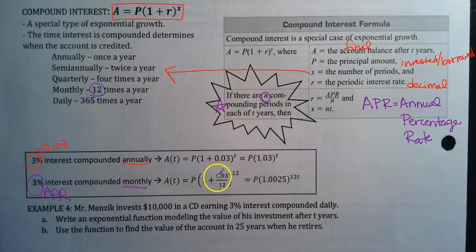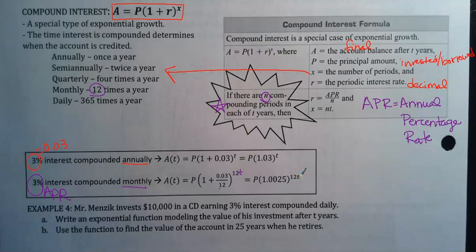So this is 0.03 divided by 12, raised to the power of 12t. I need to put the t in there again for how many years. Sorry for that typo. Then we add these and we get P times 1.0025 to the power of 12t.